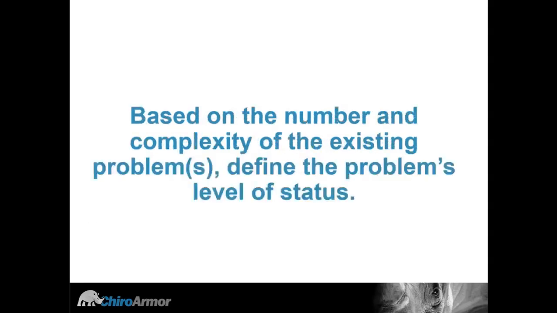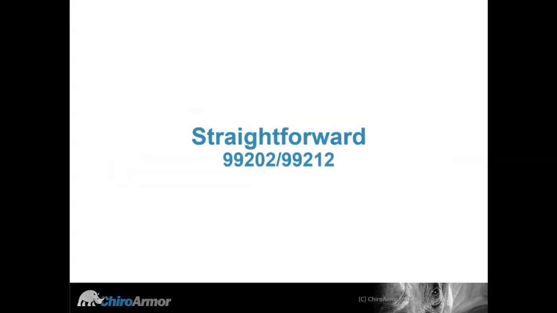And so again, based on the number and the complexity of the existing problem or problems, we need to define the problem's level of status. And so in order to find that level of status for this particular category, now we're talking about complexity of problems in medical decision making, we have our straightforward, low, moderate, and high. And so straightforward is minimal complexity characterized by one self-limited or minor problem.